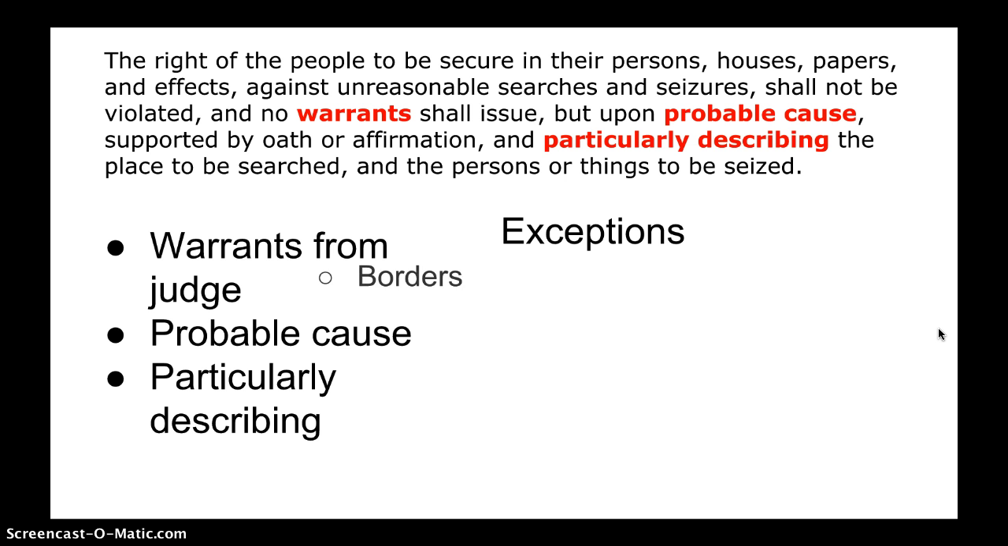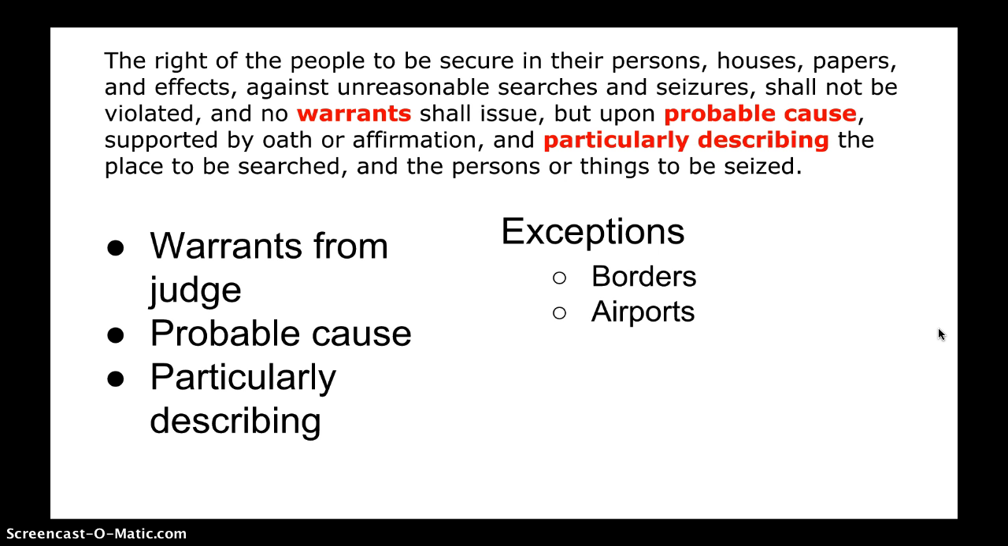The exceptions for needing a warrant, the first one is a border search. If you're crossing from the United States into Canada, for example, the United States Customs agents do not need any warrant to completely rip apart and search your car. By the way, they don't have to help you put it back together either. So please be careful on border searches.